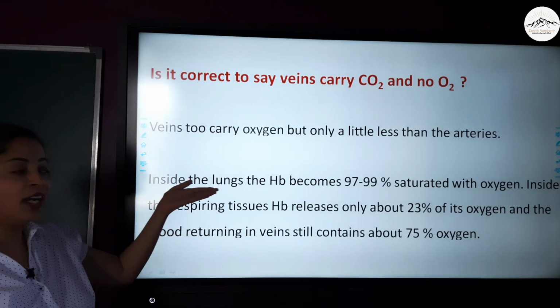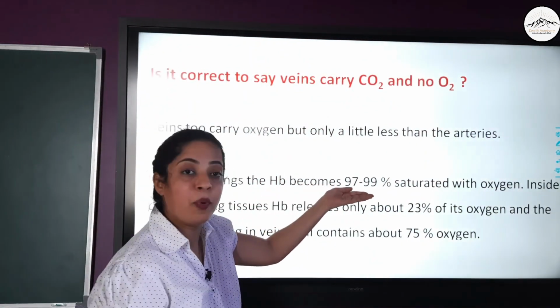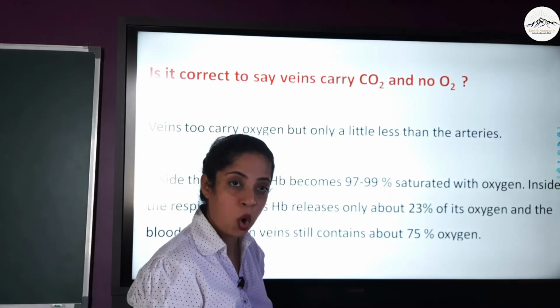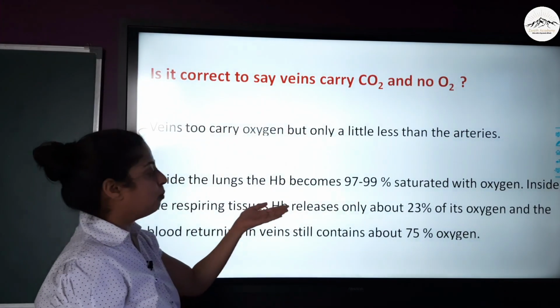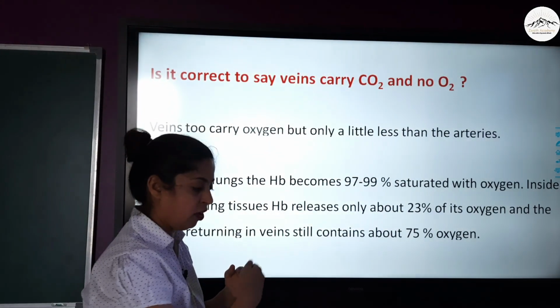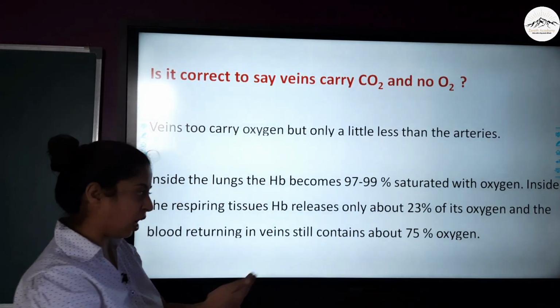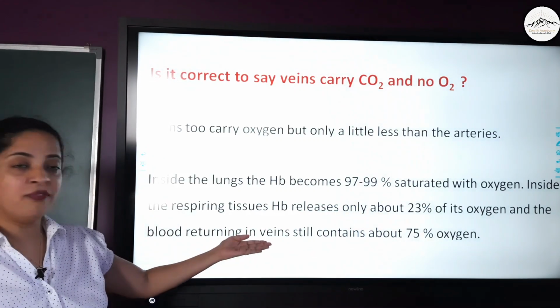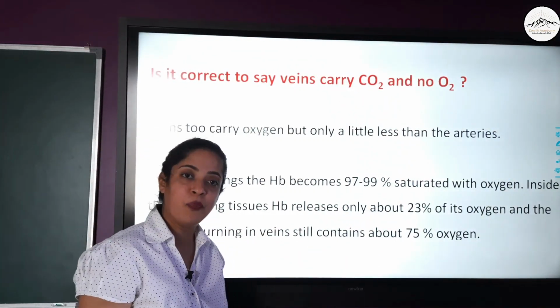Now, inside the lungs, the hemoglobin becomes 97-99% saturated with oxygen. Inside the respiring tissues, hemoglobin releases only about 23% of the oxygen. So it is giving only 23% of the oxygen, and 75% again comes back in veins. So veins also carry oxygen, which is around 75%.